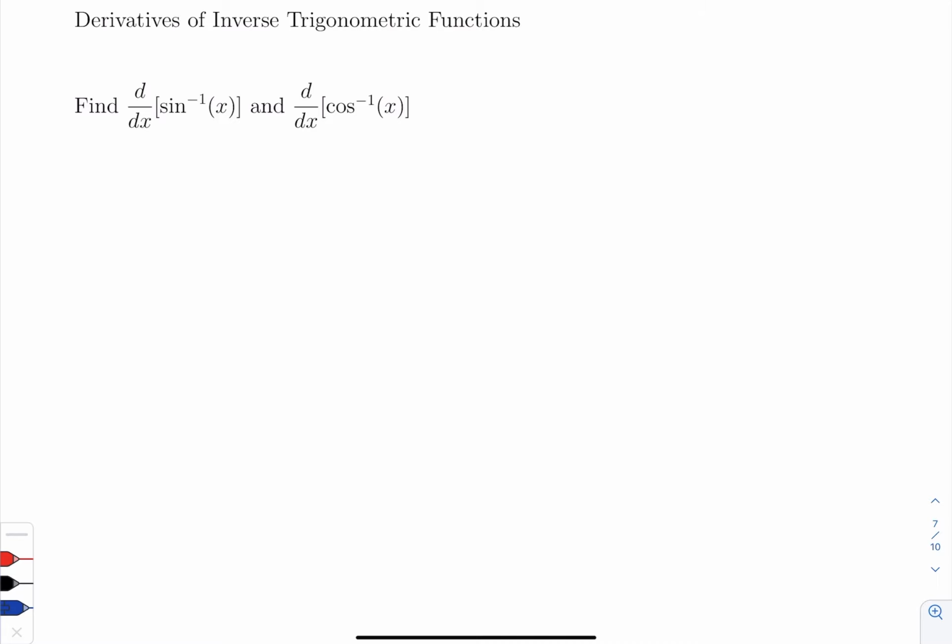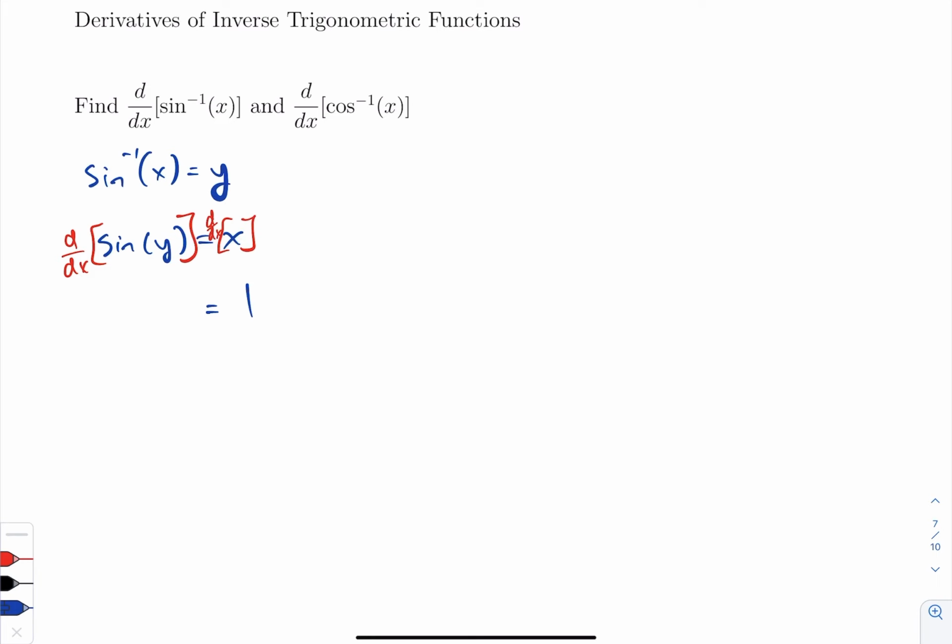So our function here is sine inverse of x is equal to y. We can always change the way we write an inverse function by swapping the input and the output. So I could rewrite this as sine of y is equal to x. Now I'm going to take the derivative of both sides of this. And in doing so, we'll do the right side first. The derivative of x is just 1.